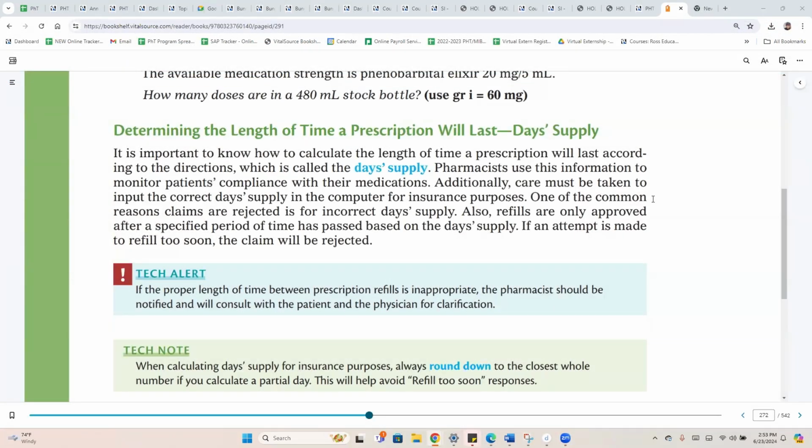Determining the length of time a prescription will last, day supply. It's important to know how to calculate the length of time a prescription will last according to the directions, which is called day supply. Pharmacists use this information to monitor a patient's compliance with their medications. Additionally, care must be taken to input the correct day supply in the computer for insurance purposes. One of the common reasons claims are rejected is for incorrect day supply. Also, refills are only approved after a specified period of time has passed based on the day supply. If an attempt is made to refill too soon, the claim will be rejected.